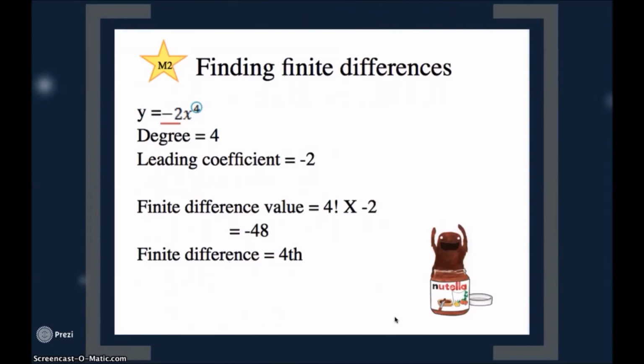Now let's try out method 2. By using the same equation, we know our degree is 4 and our leading coefficient is negative 2. As said before, the degree and the finite difference are the same. Therefore, it is the fourth value. And by using permutation, we can find out the finite difference. Therefore, it is negative 48. By using either method, you can get the same answer.